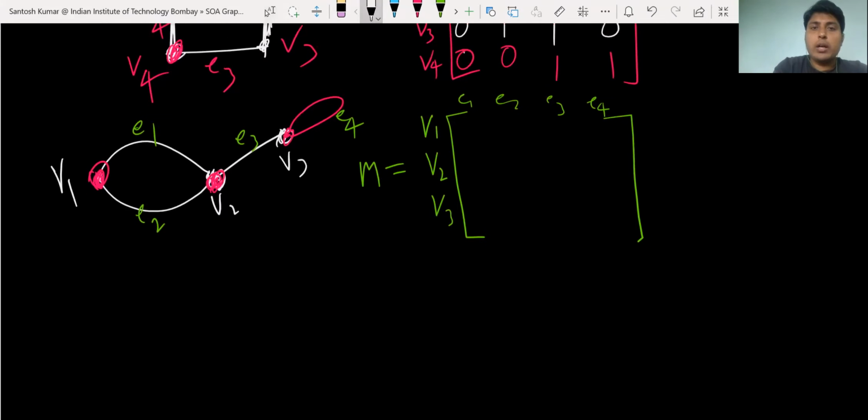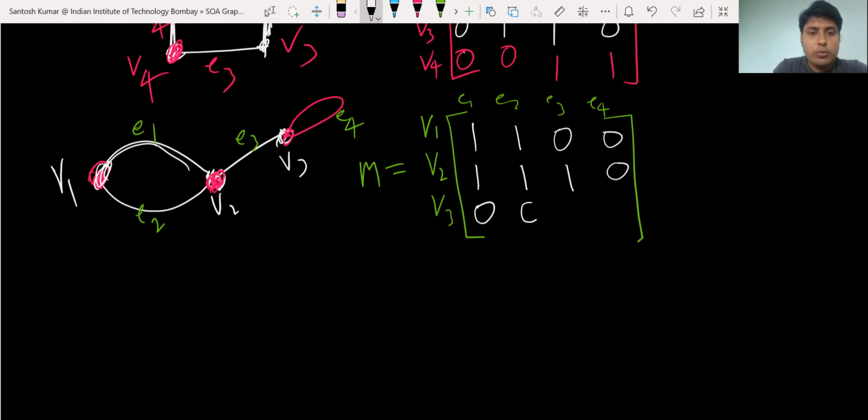Now we just have to see vertex V1 incident with E1. So V1 with E1 1 time, V1 with E2 1 time, V1 with E3 0 times, V1 with E4 0 times. Then V2 with E1 1 time, V2 with E2 1 time, V2 with E3 1 time, and V2 with E4 0 times. V3 with E1 0 times, V3 with E2 0 times, V3 with E3 1 time, and V3 with E4.